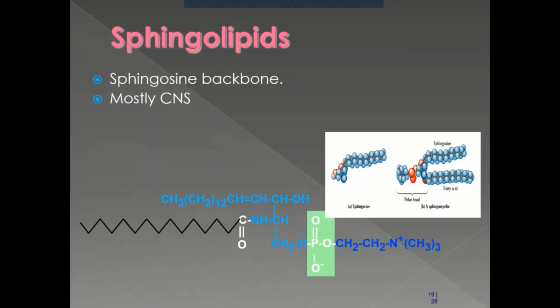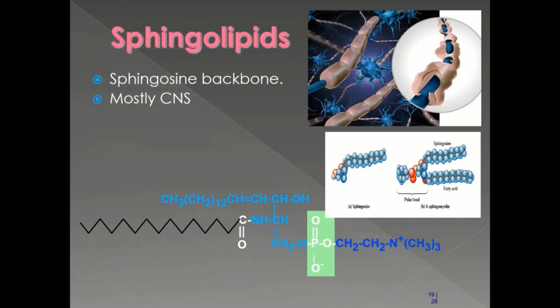So the sphingosine backbone, these are mostly found in the CNS, which means central nervous system. So in our brain and our nerve cells. And the most famous one is this one. That is called sphingomyelin. So it's not the only example, but it is the most prevalent.